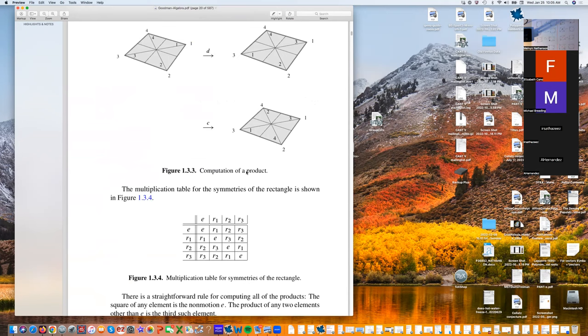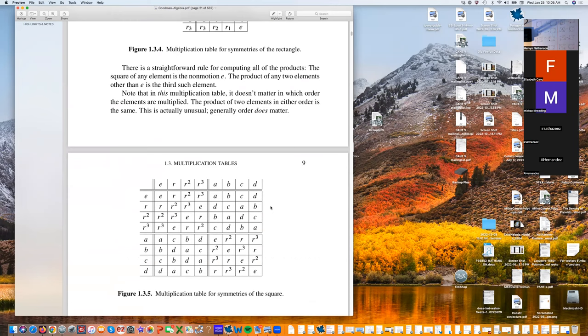This was the multiplication table for symmetries of the rectangle. That's straightforward. Well, if you want to be lazy, you can look up the multiplication table for symmetries of the square, but you won't really understand anything unless you actually work this out yourself.